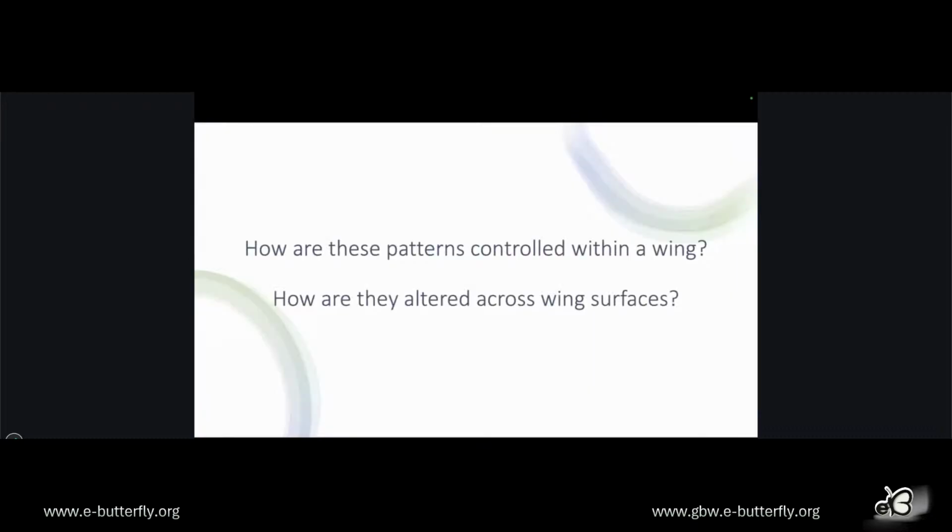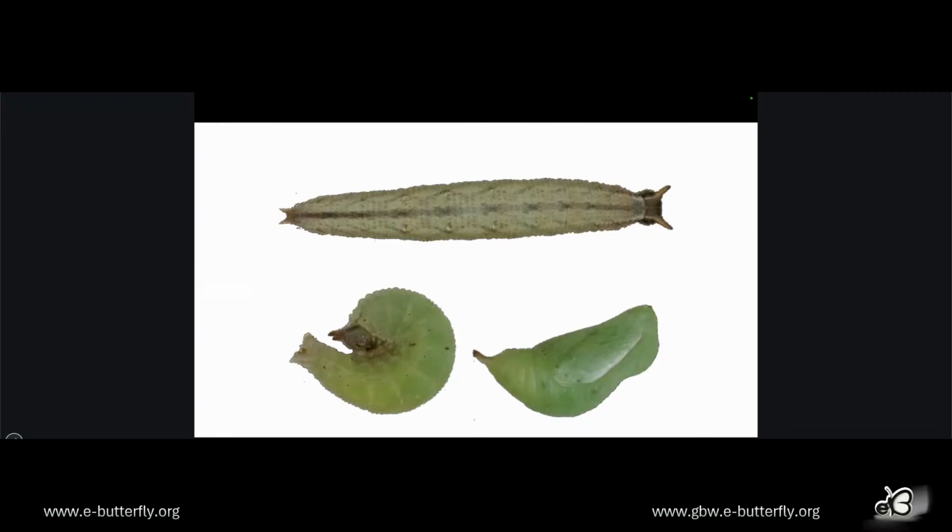So how are these patterns controlled within a wing, and how are they altered across wing surfaces? I'll show you here an example of how we study this. So here's a caterpillar of this African butterfly, Bicyclus anynana. It's a fifth instar.